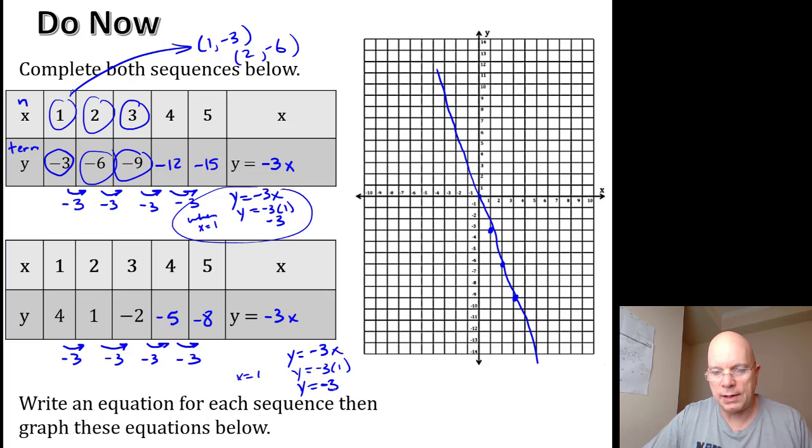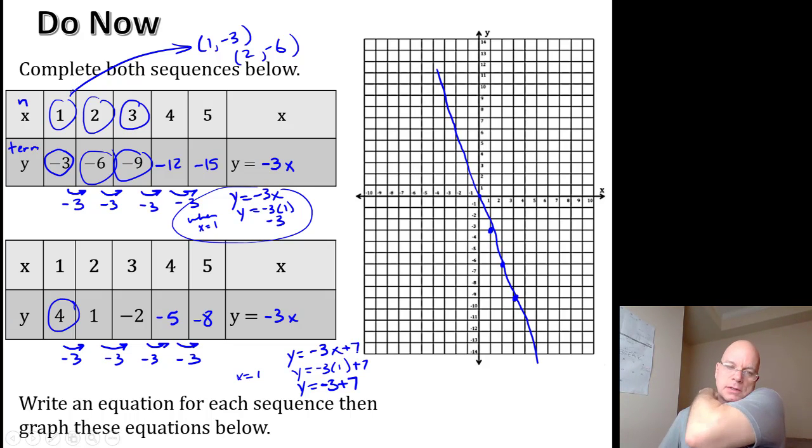But we don't want negative 3, we want 4. When x is 1, we want the output to be equal to 4. I would need to add 3 just to get to 0, so I need to add 4 more than 3, or 7. So if you add 7 to your rule, and this is what we did when we were writing rules at the beginning of the unit, so this isn't that different, the only difference is we're using, instead of n and t, x and y. So negative 3x plus 7.